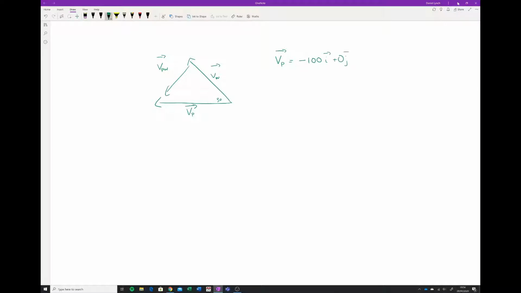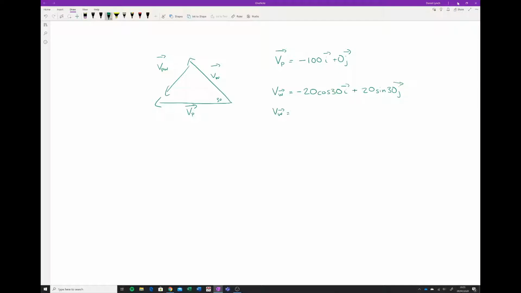and no j's. Now the vector of the wind, we're told that it is going at 20 kilometers per hour. So it's going to be 20 cos 30i plus 20 sine 30j. Now you just need to be a little bit careful of that. What it's really doing is it's going to the left, so it's going to be minus, and it's going up, which is going to be plus.